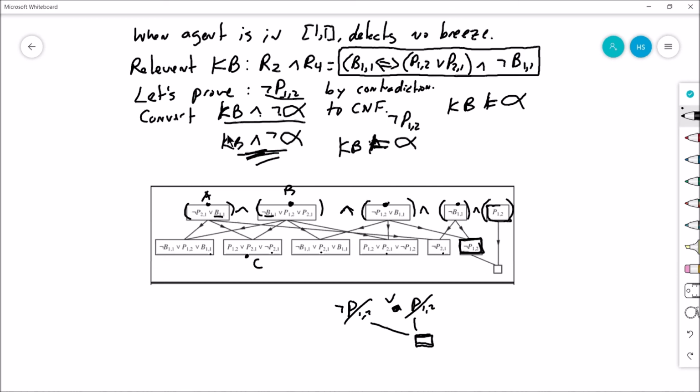So since it's impossible for us to have our knowledge base and the negation of our sentence, right? It's impossible to have our knowledge base and a pit in square 1, 2. Therefore, our knowledge base informs us that there is no pit in square 1, 2.